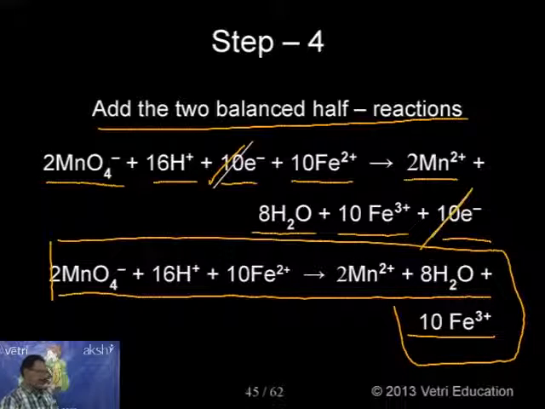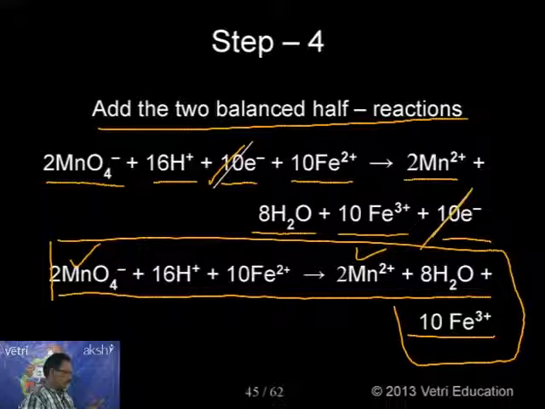2MnO4⁻ + 16H⁺ + 10Fe²⁺ → 2Mn²⁺ + 8H2O + 10Fe³⁺. So if you count now, all the atoms are identical, all the charges are identical, everything will be identical. Let me verify, just see here. Left side 2Mn, that is manganese, 2 atoms. Here also 2 atoms are there. So on both sides, the manganese atoms, left side as well as right side, are balanced.